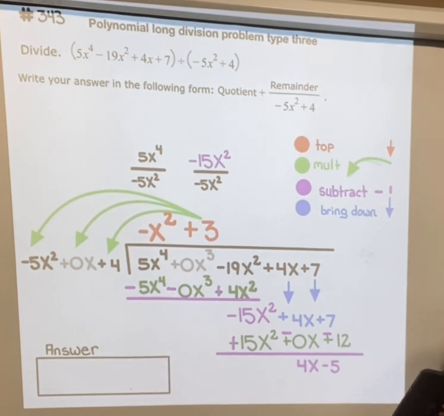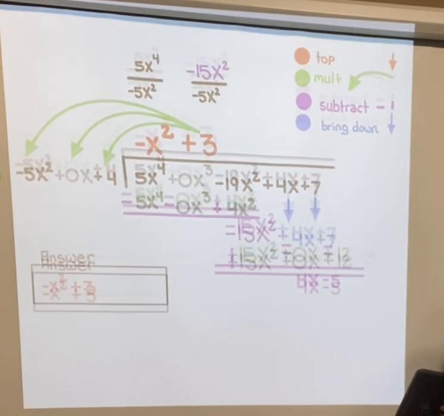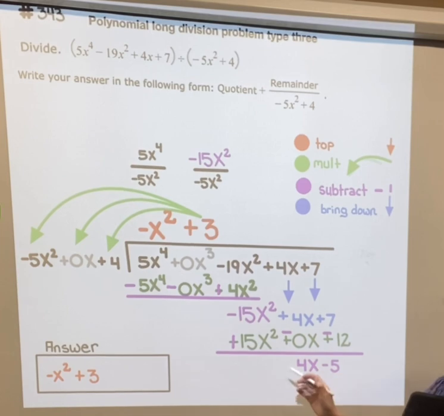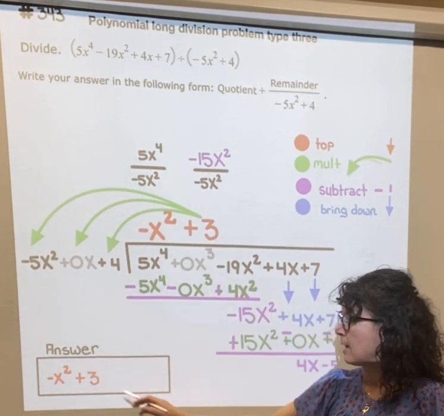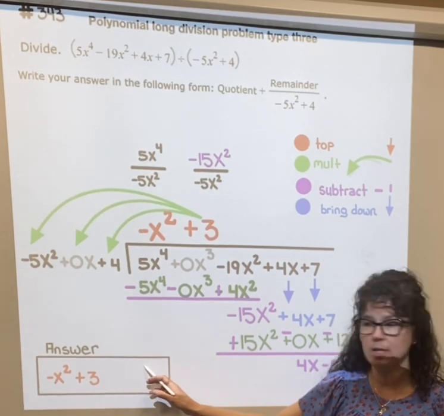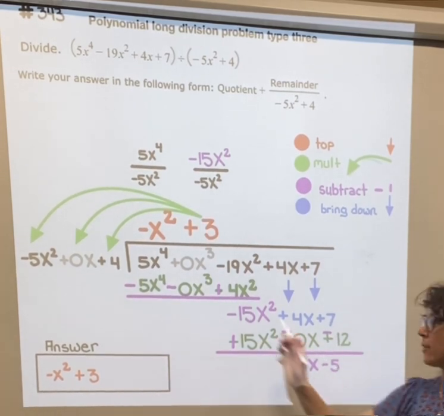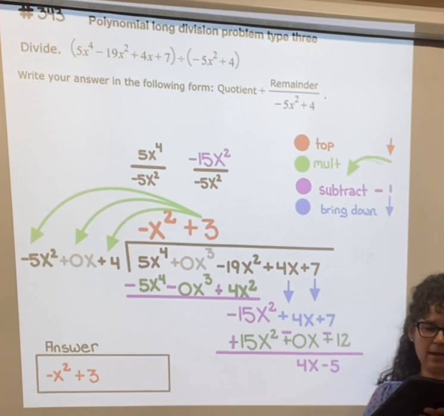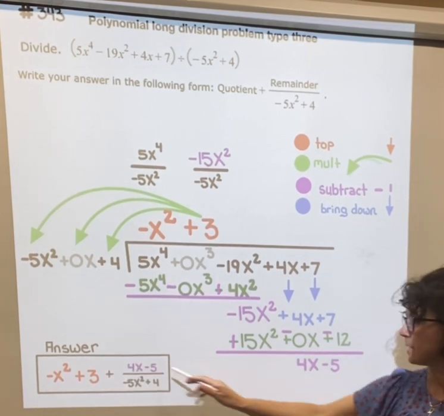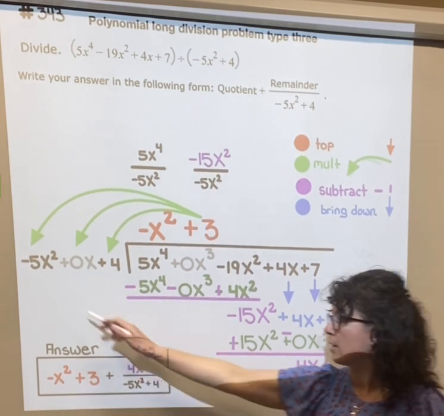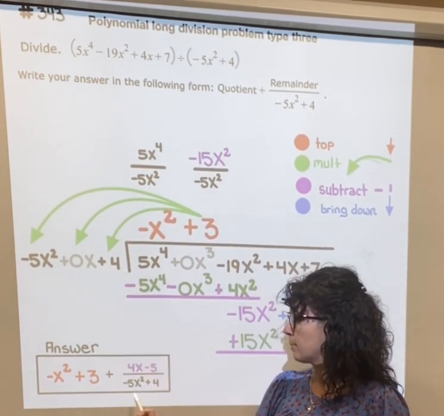So for my final answer, I have negative x squared plus 3, and then I'm going to have plus a fraction, plus the remainder over what I was dividing by. So plus 4x minus 5 over negative 5x squared plus 4.